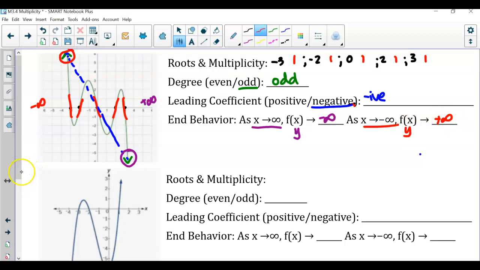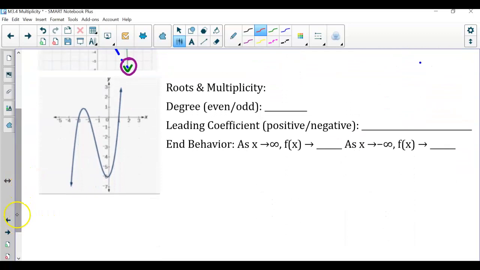Then the roots and multiplicity for our last one here. So we've got -3, -2, and 1. Then notice here again, slice, slice, slice. So that means they all have a multiplicity of 1. So these add up to 3. So let's check to make sure that the degree is odd. I have one end going up, one end going down. So yes, we do have a degree that is odd.